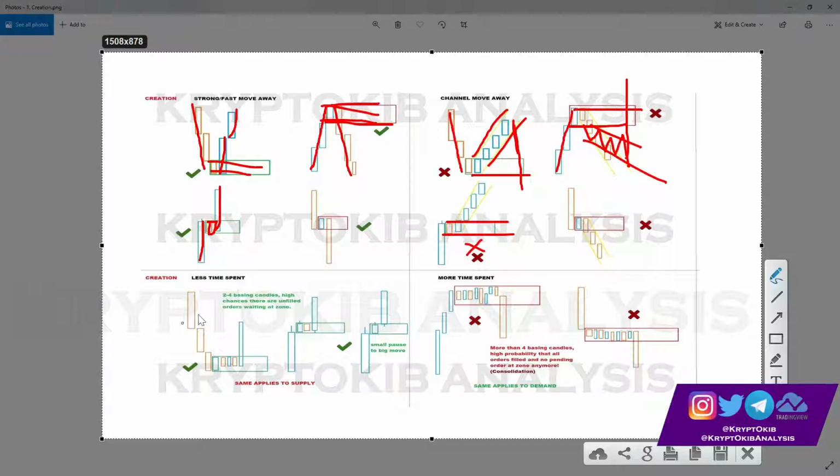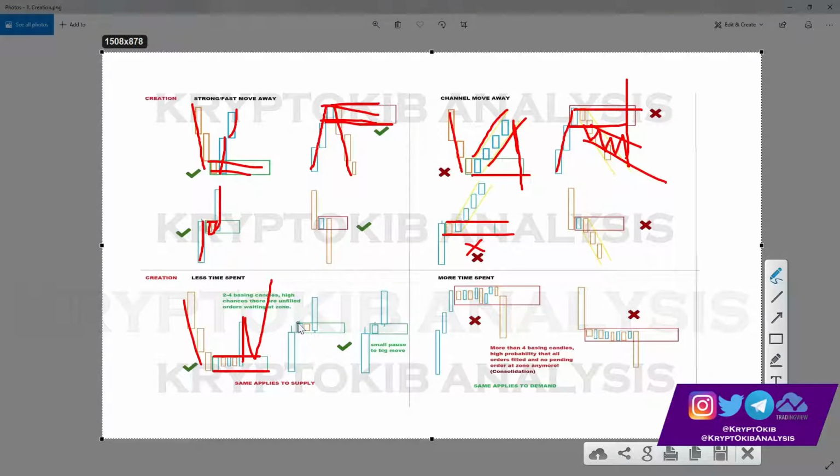Likewise, this. Then, this was what I explained yesterday. Less time spent. I said 2 to 4 basic candles. High chances there are unfilled orders waiting at the source. So we have a drop, we have a base, and we have 1, 2, 3, 4 base, and then we have a breakout candle. So that is a strong zone. You expect a retest and continuation to the upside.